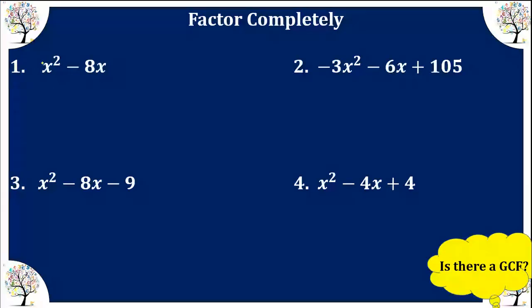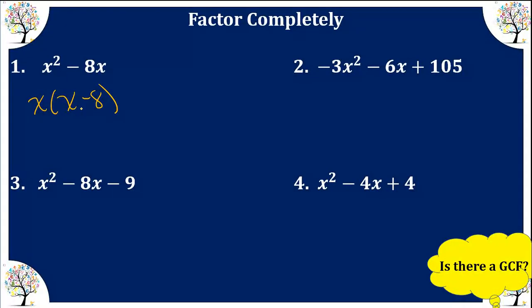Okay, our first example. This is not a difference of 2 squares for obvious reasons. We do just have 2 terms, but we have the linear term, which is never going to be a perfect square because x is not a perfect square. This does have a GCF of x, so the 2 factors are x and x minus 8.